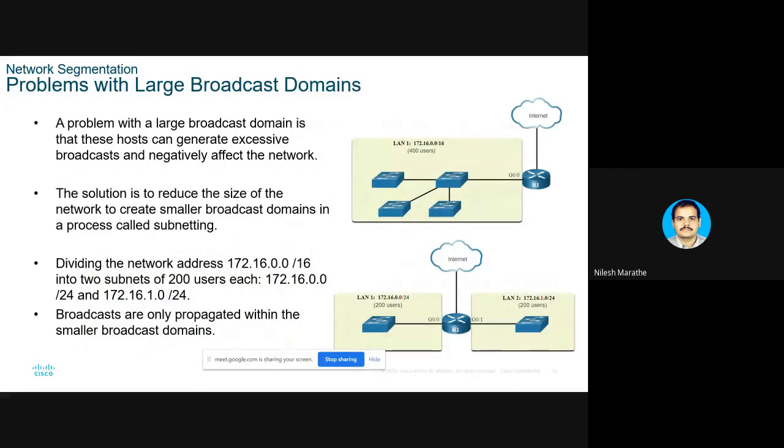If you have a large broadcast domain and we do not segment it, what is going to happen? Excessive broadcast will be generated and that will hamper traffic unnecessarily. Even if you are searching for, let's suppose, one particular user from these 400 users, the full traffic will be hampered for all 400 users while searching for one IP address. That's why it is better to have limited IP addresses.